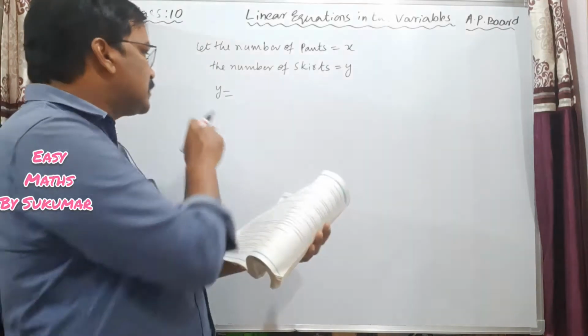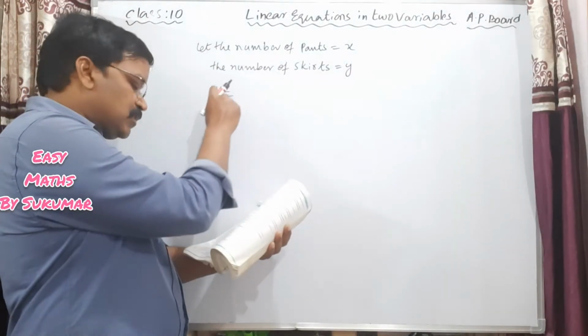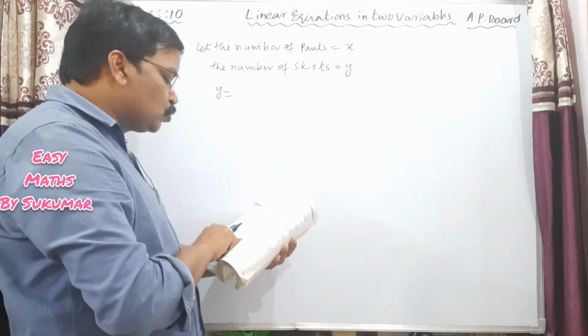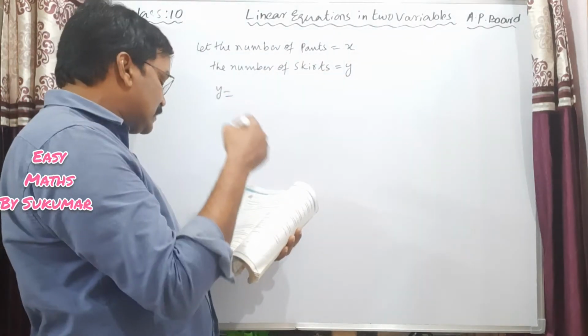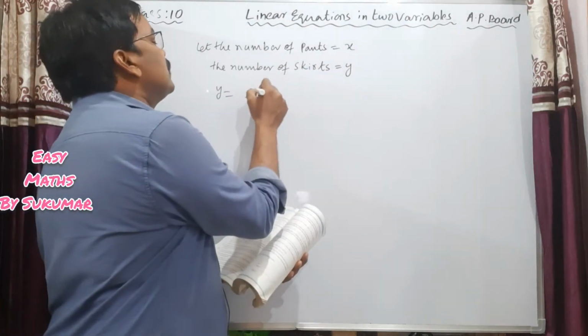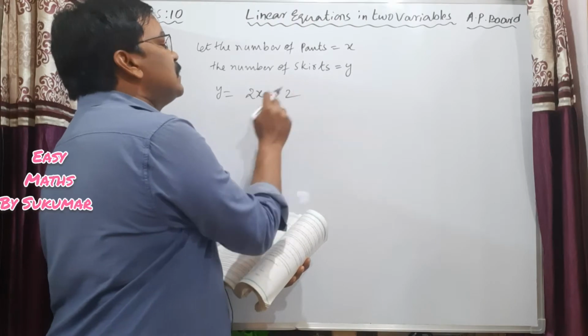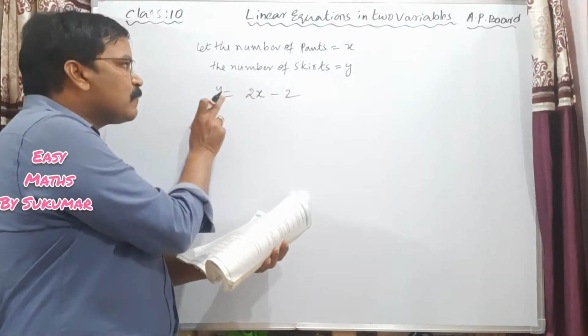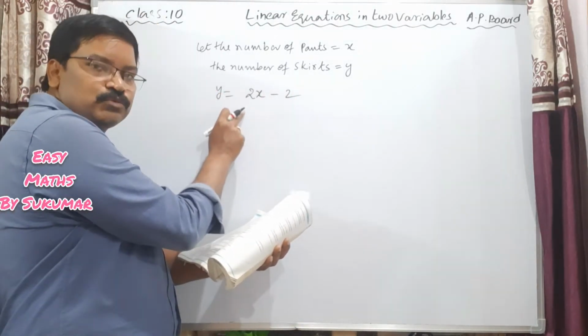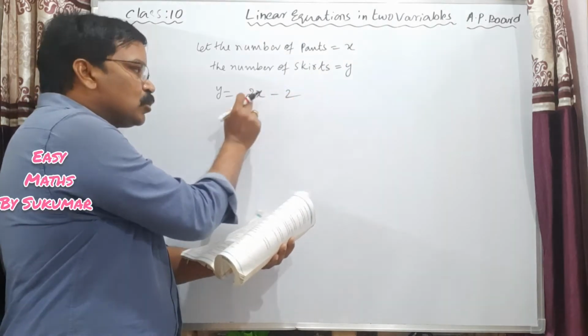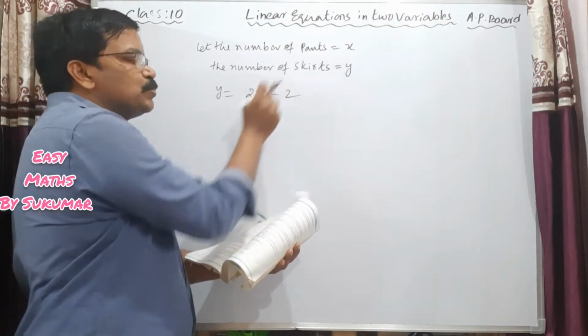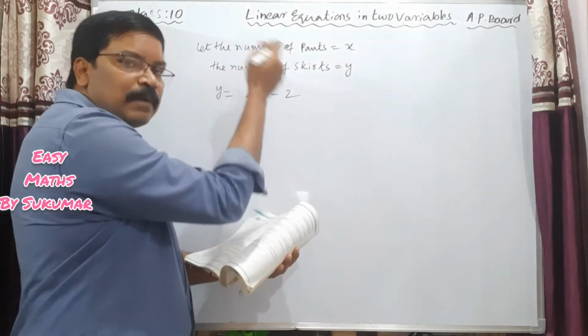So the number of skirts, that means y, is equal to 2 less than twice the number of pants. That means twice means 2x, less means minus 2. So y is equal to 2 less than twice the number of pants purchased. So that means 2x minus 2.